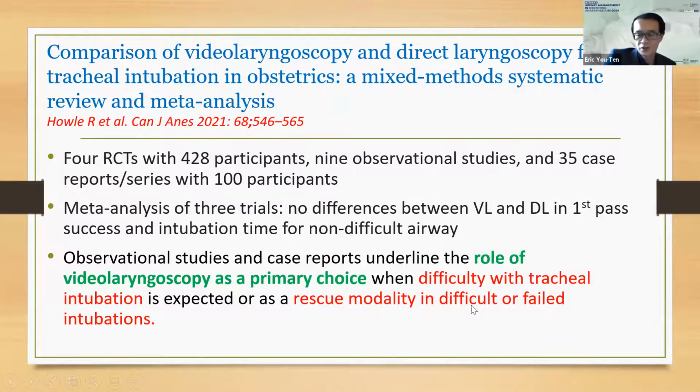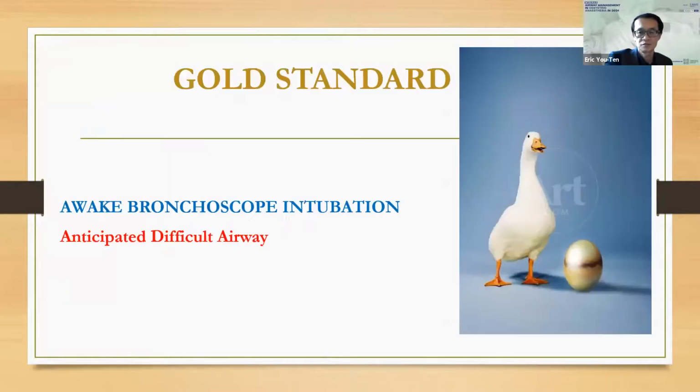So in this case report, it was shown that VL was the first choice, and it does improve and rescue difficult airways. So based on that, we would recommend, as many of you have probably experienced, that VL is probably your first choice of rescue or your first device in the anticipated difficult airway. Also, what is the gold standard? We know that in anticipated difficult airway, the gold standard classically has been the awake bronchoscope intubation or awake fiberoptic intubation.